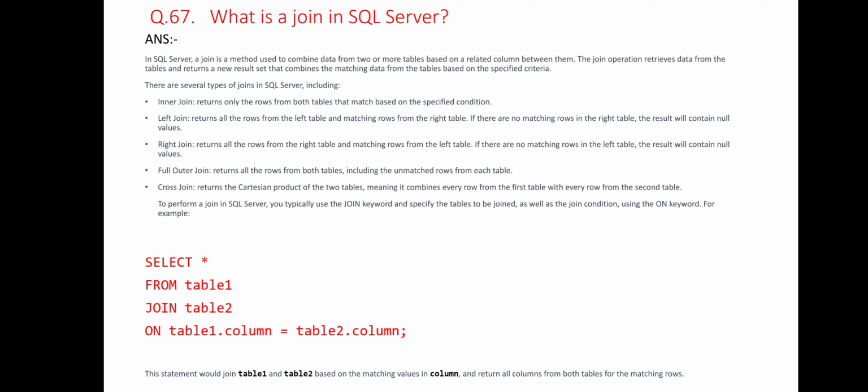To perform a join in SQL Server, you typically use the join keyword and specify the table to be joined as well as the join condition using the on keyword. For example, select asterisk, that's all, select all from table 1 join table 2 on table1.column equals table2.column. This statement would join table 1 and table 2 based on the matching values in column and return all the columns from both tables for the matching rows.